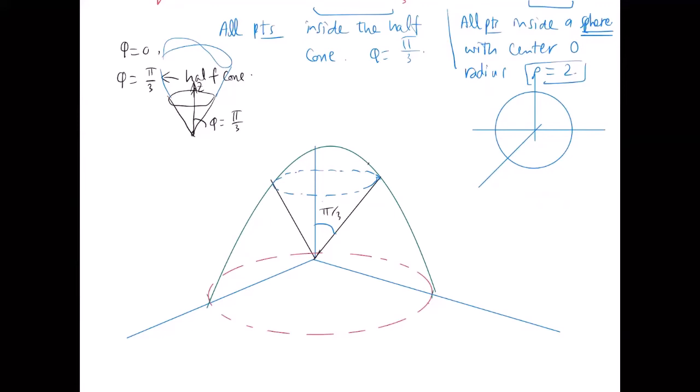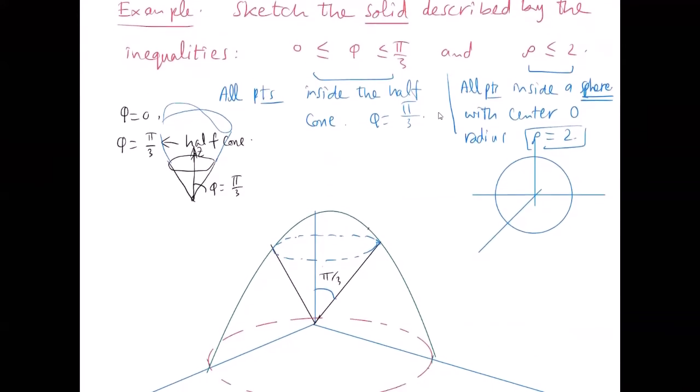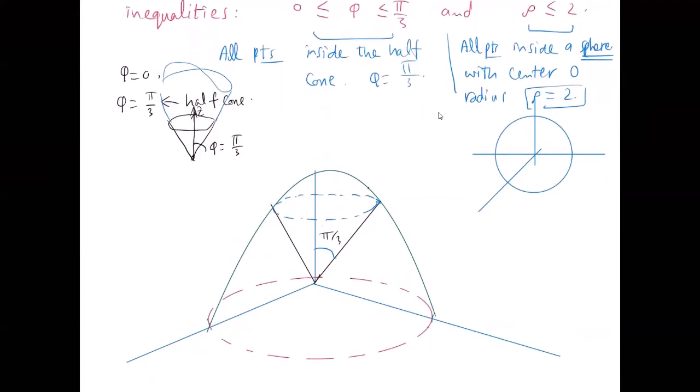Who can tell? Katrina, Sama, Shihab. Where are the points, Katrina? Satisfying these two conditions together. Yes, this is rho equals 2 here. We need the points inside the sphere and inside the cone.